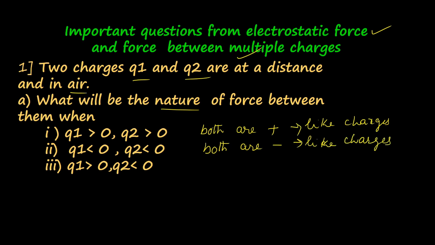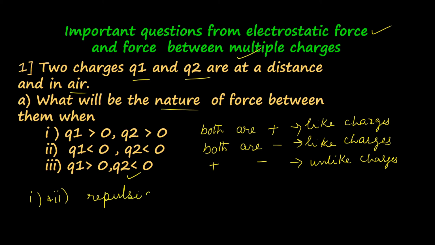Third one, Q1 is greater than 0, Q2 is less than 0. So the first one is positive and the second one is negative. So this is a case of unlike charges. Now you can easily predict the nature of the force between them. Like charges repel and unlike charges attract. So the answer for the first and second sections is that the nature of the force is repulsive. For the third, the answer is attraction, or attractive. They have asked the nature, so it's very simple. We will pass on to the next question.